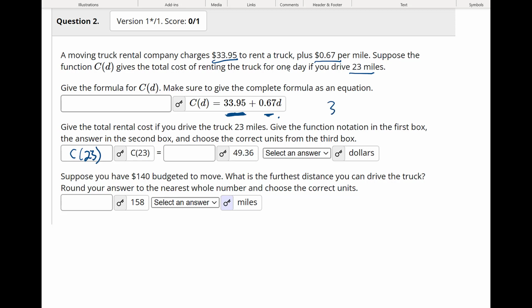So we're going to look at 33.95 plus 0.67 times 23. And I get 43.36.